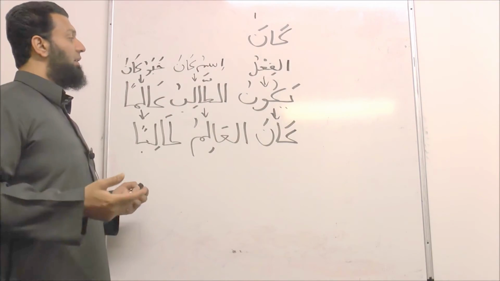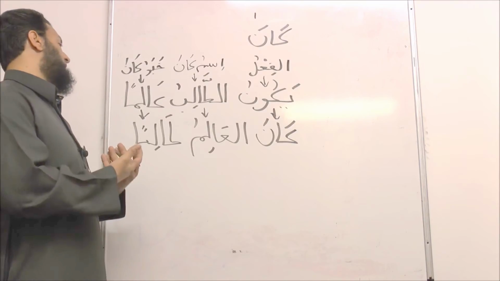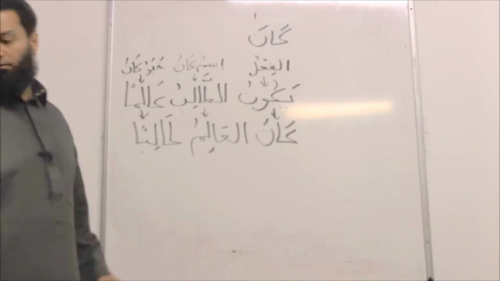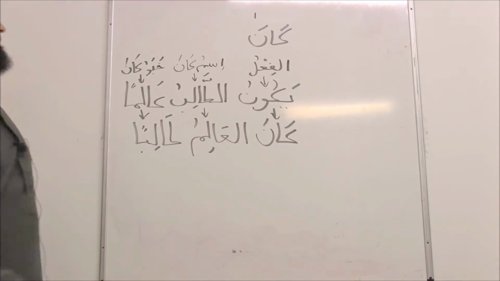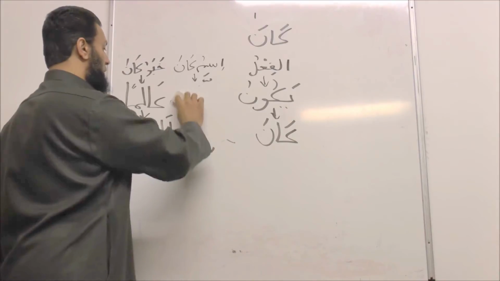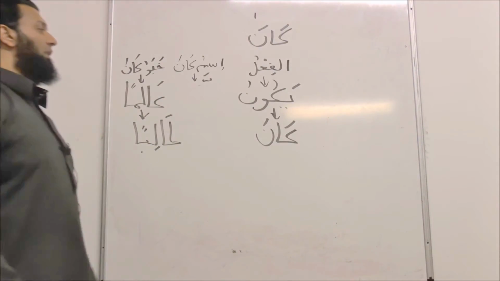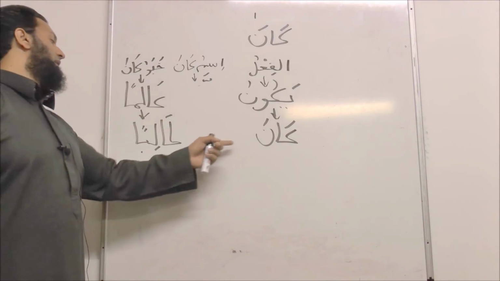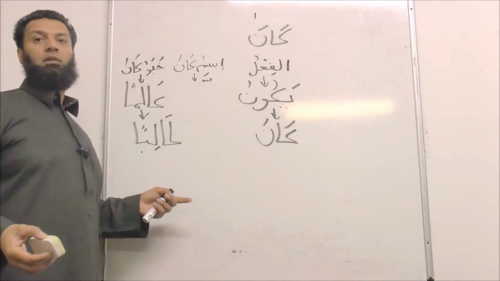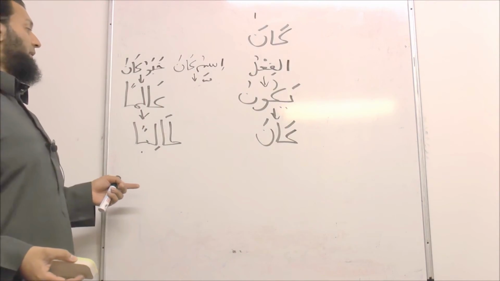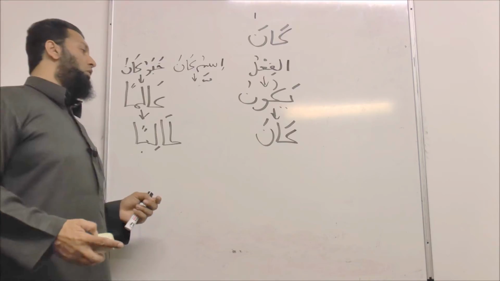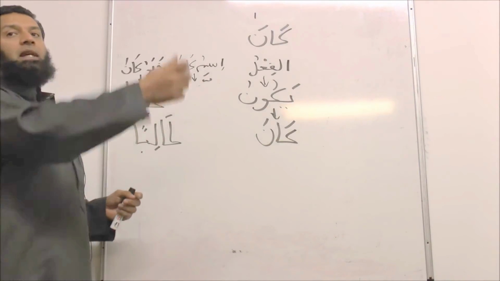And frequently, what you will find is that the ismu kana is omitted. Right? The ismu kana is omitted. So you will read, for example, yakunu aliman, kana taliban. It's omitted. So, if you read it yakunu aliman, all that we know is that he will be an aliman.